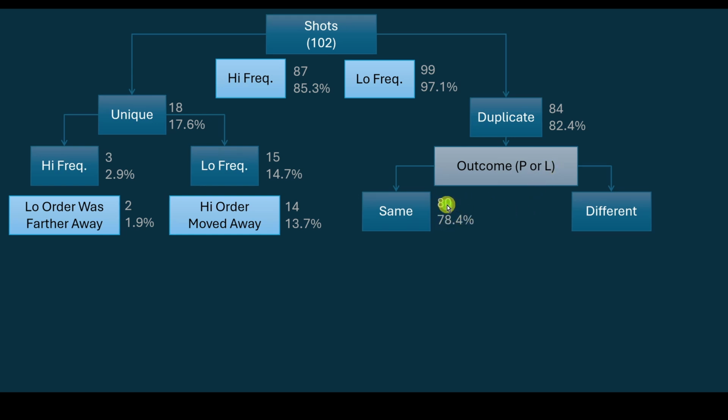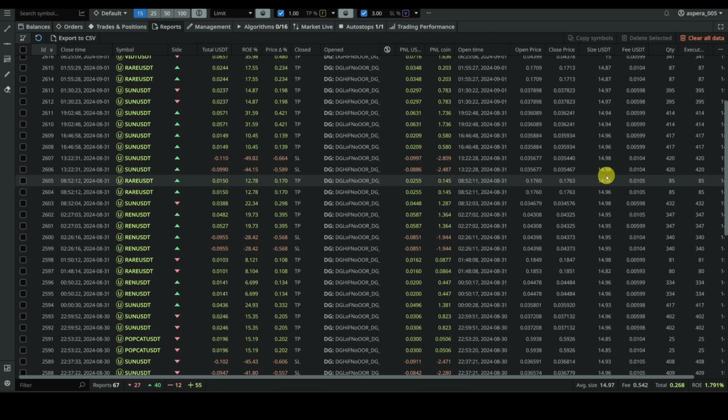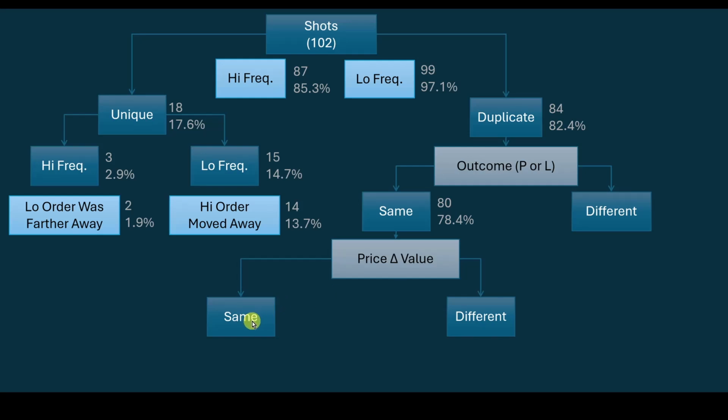I'm further breaking them down based on the price delta values, meaning the difference between the open and the close prices of the trade. I'm using this rather than the P&L to exclude the influence of fees, which are higher for market stop-loss orders, as well as to mitigate the small differences in order sizes. Here I have defined same to mean that the difference in final price delta value between the algo's performances was not more than 0.05%. And we've got 65 of those.